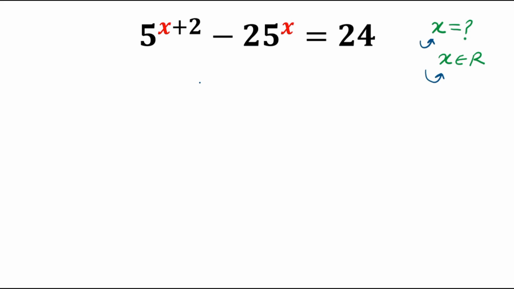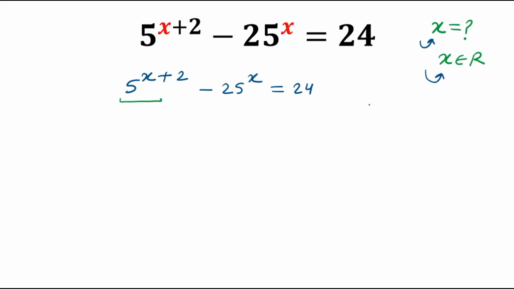Now let's start the solution of this question. Here 5 power x plus 2 minus 25 power x, and this is equals to 24. On the left hand side, look carefully at this term.